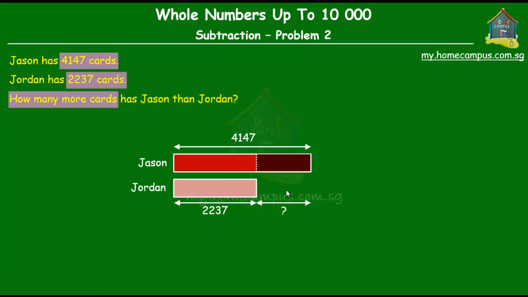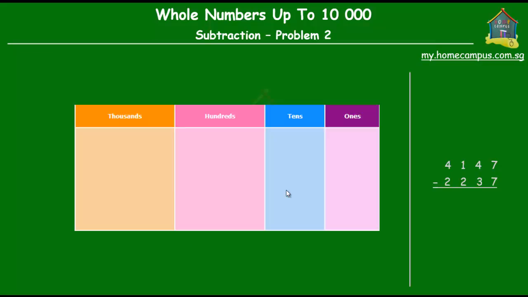So all we need to do is subtract 2,237 from 4,147. But how do we actually carry out the subtraction? Well, let's see. On the right side of the screen, as usual, I'm going to do the working.